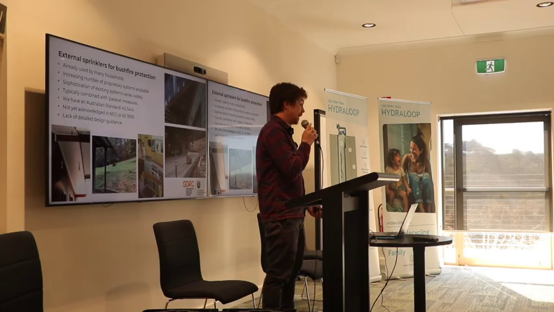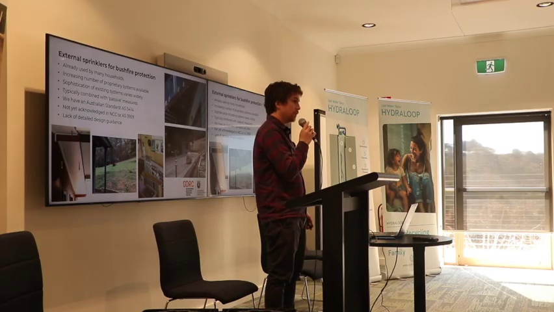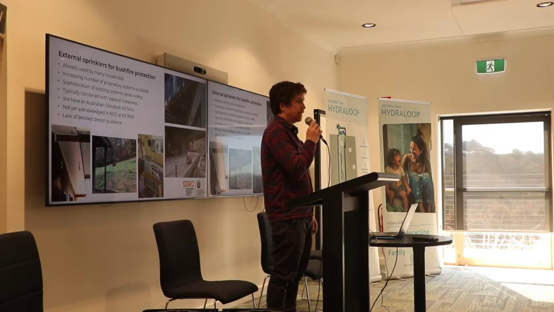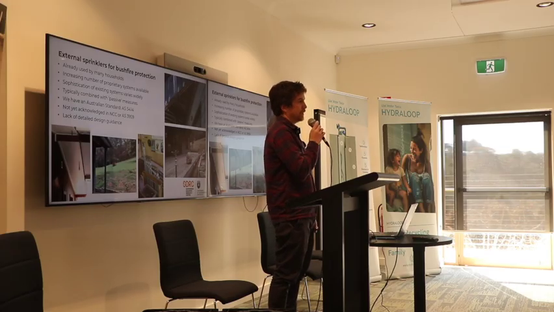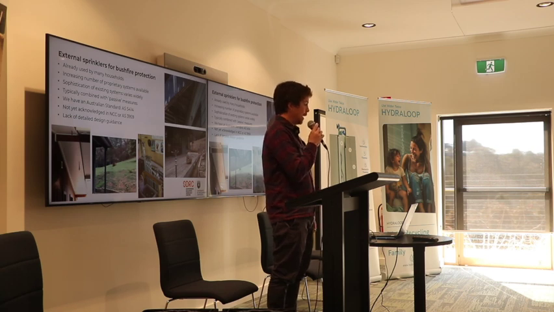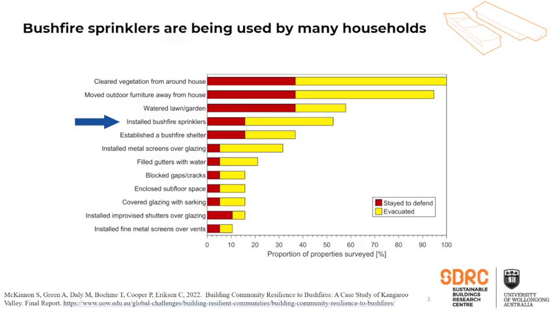Bushfire sprinklers aren't yet acknowledged in the National Construction Code, the NCC, which dictates how new buildings need to be designed and built in Australia, or in AS 3959, which is the Australian standard that dictates the bushfire protection measures for new buildings. Because of all of this, the repeated feedback we get from the community when we're working with people is that the guidance that's available on how to design these systems is really lacking currently.